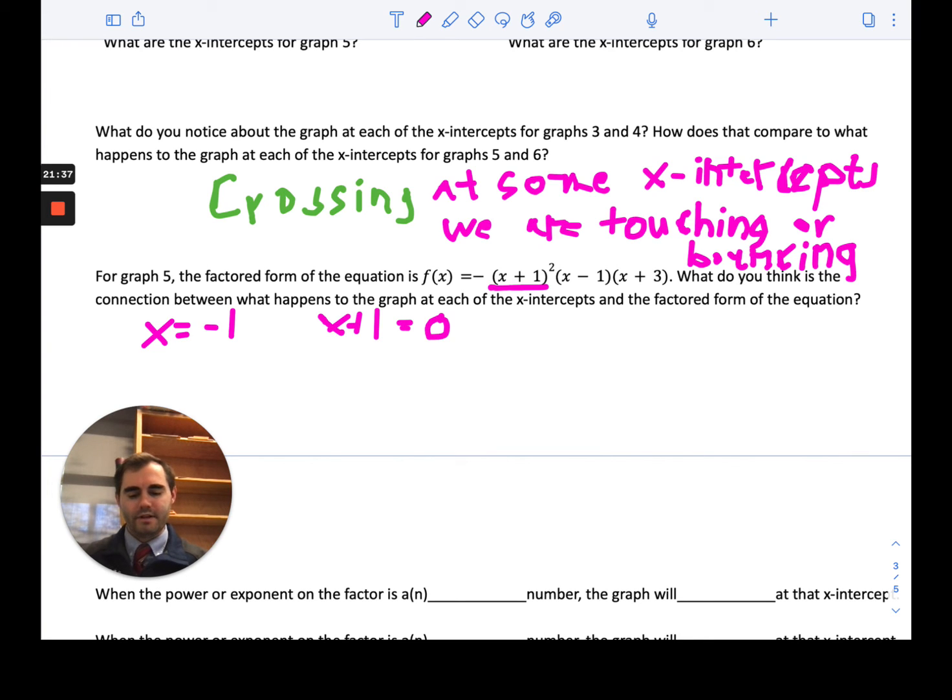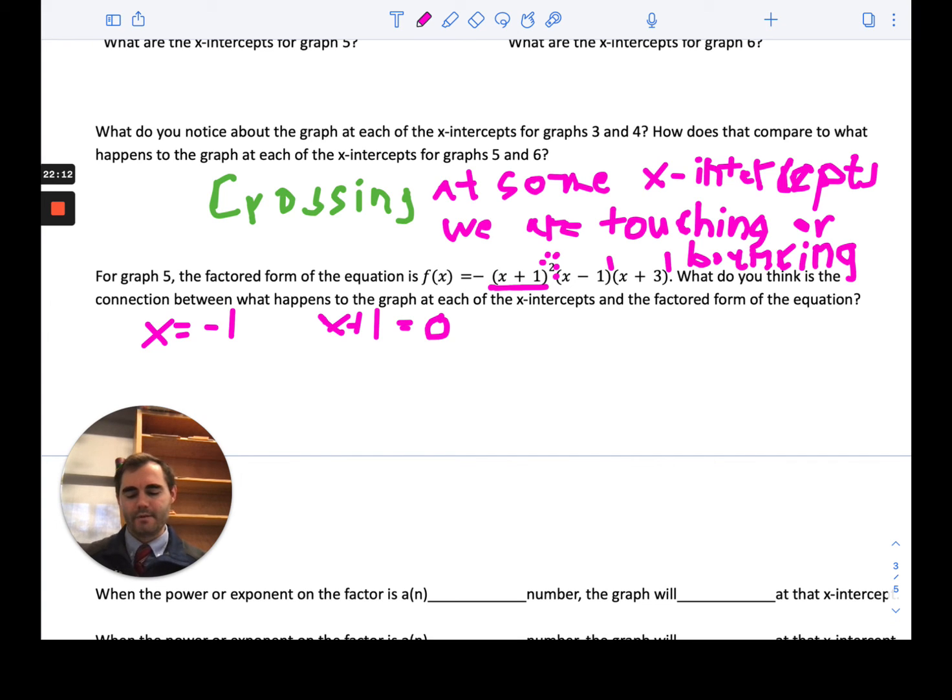Now, I noticed up here that we have this 2 right up above the x plus 1 factor. So I wonder if when there's a 2 up there that we get this bouncing or touching happening. And then if I take a look at some of these other ones, we have x minus 1, and that doesn't have a 2 there, or x plus 3. But technically, these do have a power of 1 on them, because x minus 1 to the first power would just give you back x minus 1, and x plus 3, if you raise that to the first power, that just gives you back x plus 3.